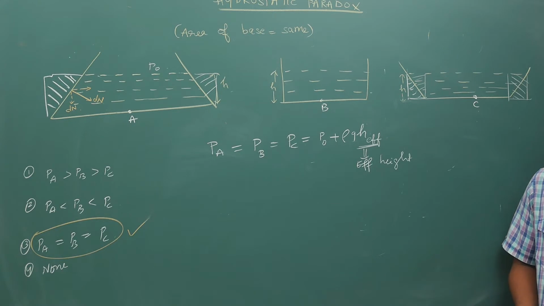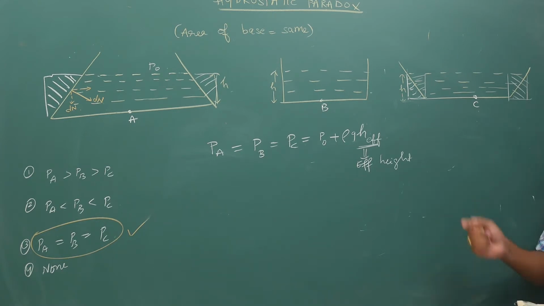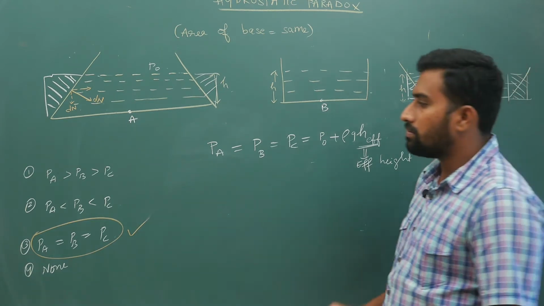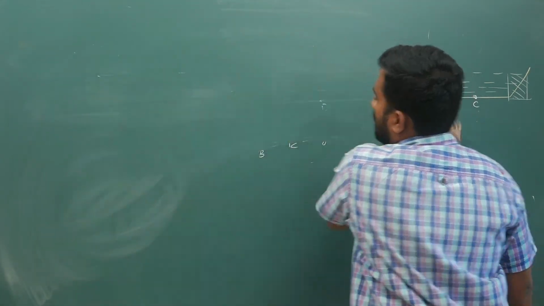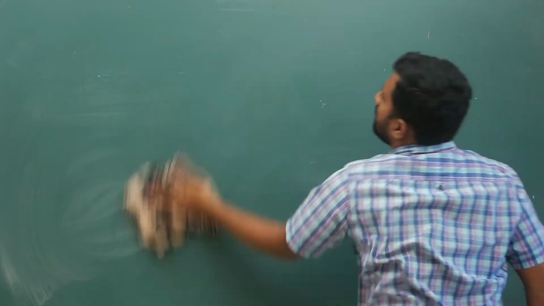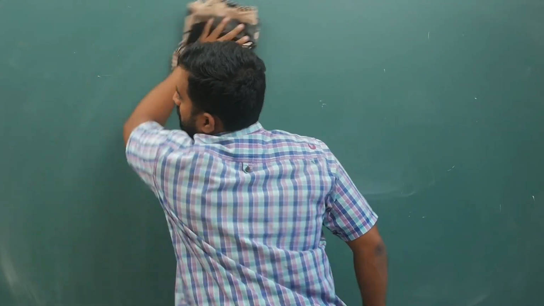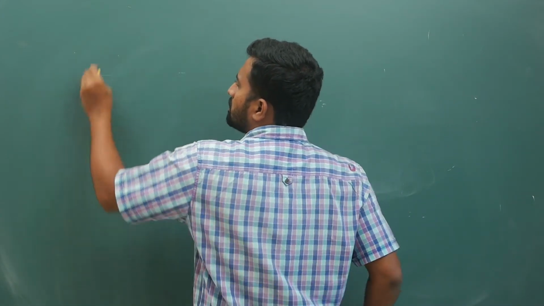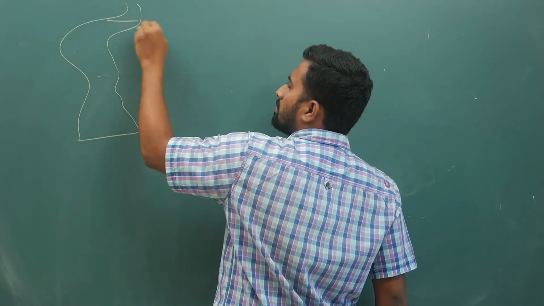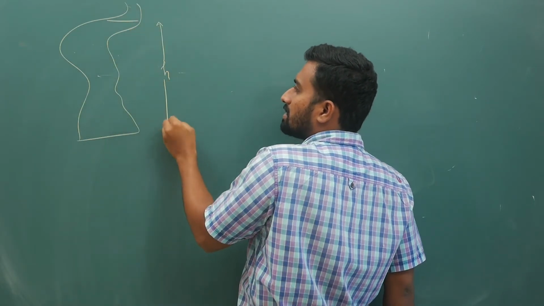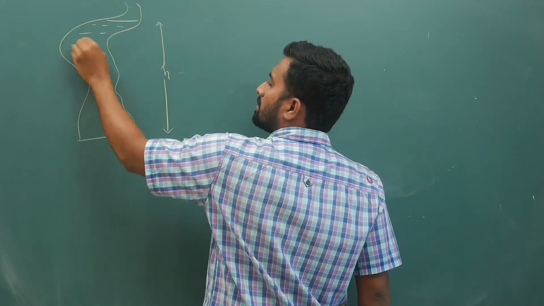It does not depend on the shape of the container or the volume of liquid present in the container. What exactly happens is that your effective height will be the same. Now let me erase this, then you will get a little more clarity. Now your next question is, if you take some random shape, for example a container like this, from here to here this height is h, there is liquid here.